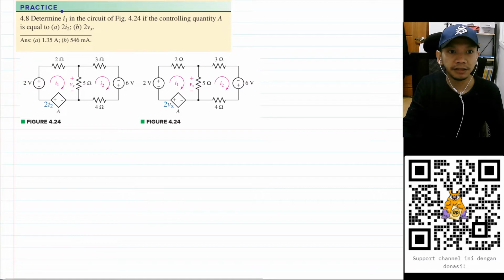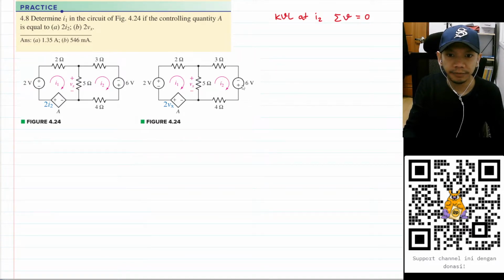So let's start by doing KVL at I2. KVL says that the sum of voltage in a loop will equal 0. Okay, we will start from maybe this 6 volt voltage source and the current is flowing from negative to positive. So our sign will be negative. So minus 6 and then plus this one is 4 ohm, but we need to convert it to voltage. So we multiply it by I2.